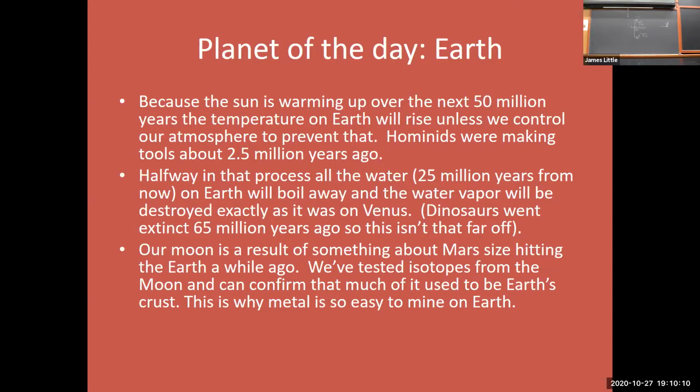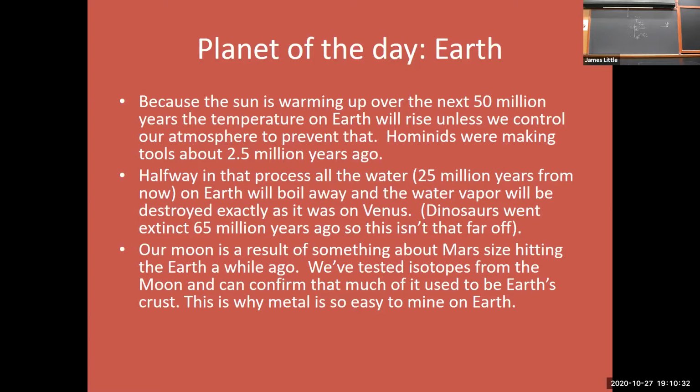So the nice thing about this is that if humans can solve global warming, that is kind of a baby step towards dealing with the heating up of the sun. This is not an insurmountable problem. We will not necessarily have all life on Earth go extinct in 25 million years, but it's going to take technology to stop that from happening.